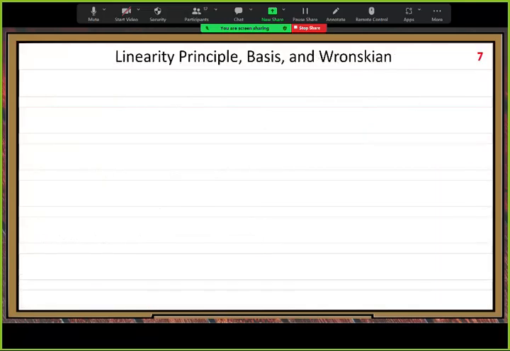Next, linearity principle, basis, and a Wronskian for the linear system. Here I changed to linearity principle.